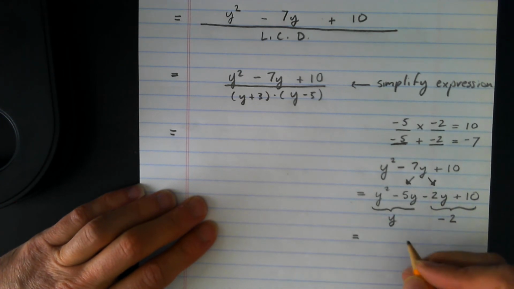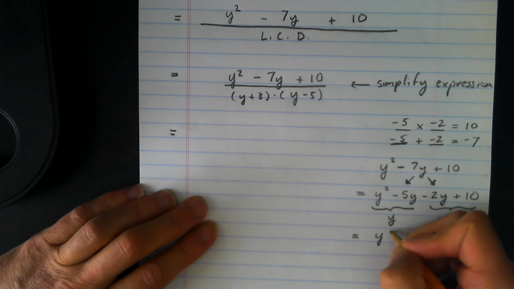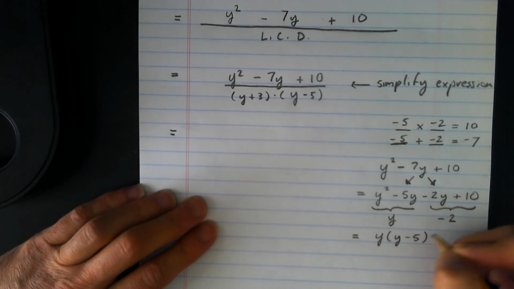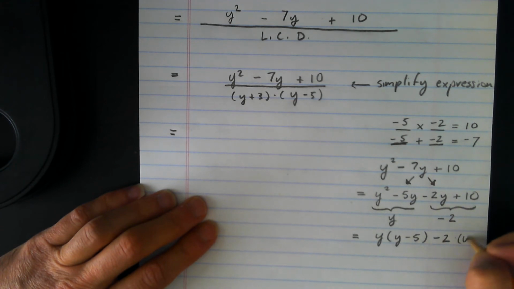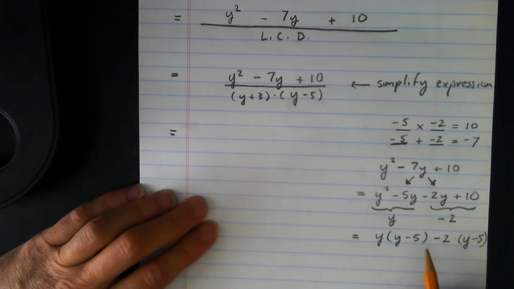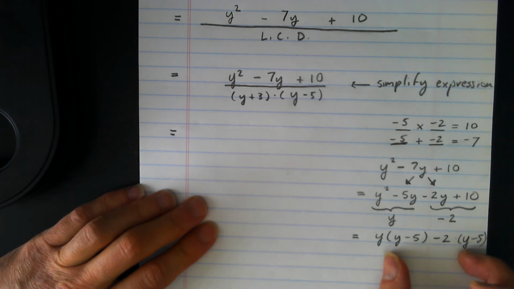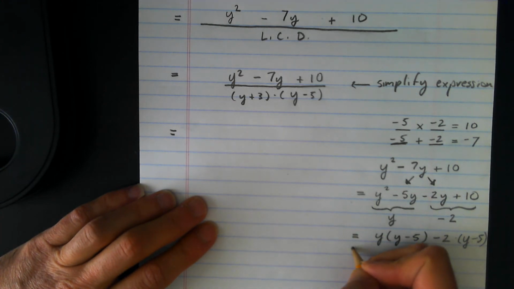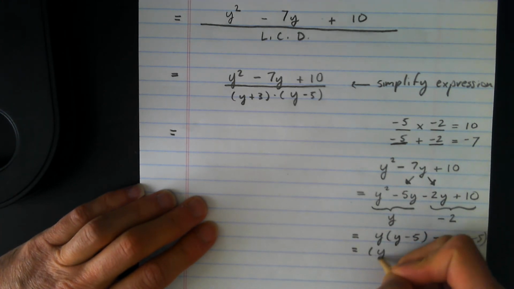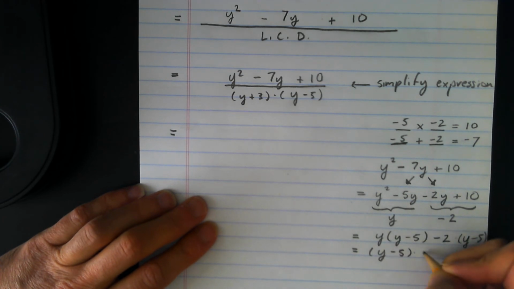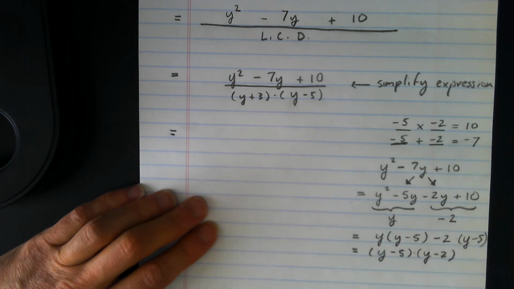And this leaves us with y times y minus 5. And I factor out the minus 2. And that leaves me with a y minus 5. Perfect. Again, we want these two factors to match, otherwise we've made a mistake. And this y minus 5 is now a greatest common factor, and we can factor it out and rewrite it like so.